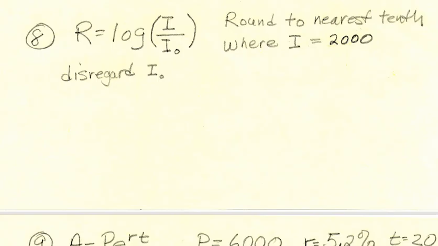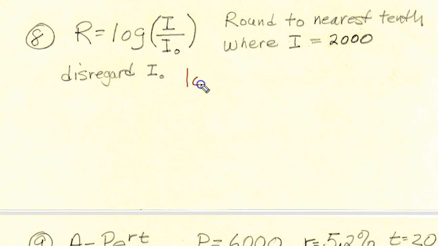And once again, I read over the problem and I substituted or shortened what would be on my blue sheet. So here's the formula on the Richter scale, where the initial intensity was like nothing. So we disregard this, and we input the I, which is the 2000, and then round to the 10th.